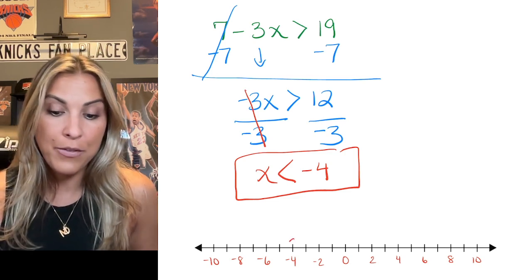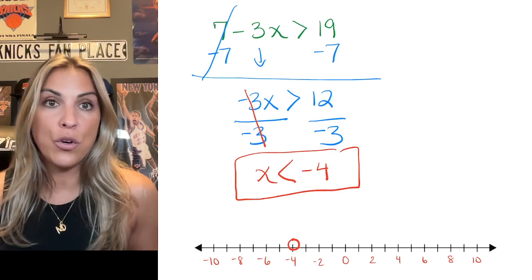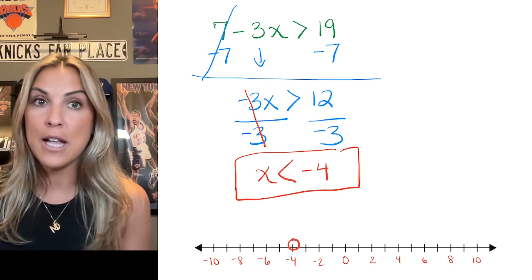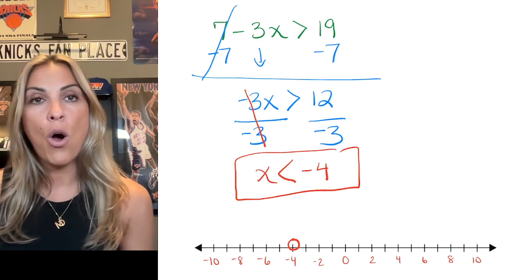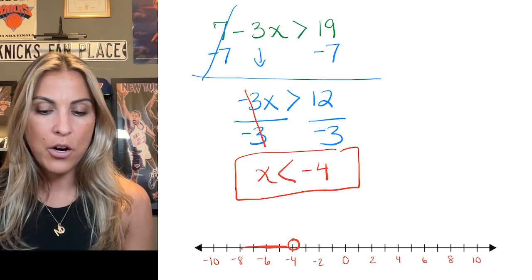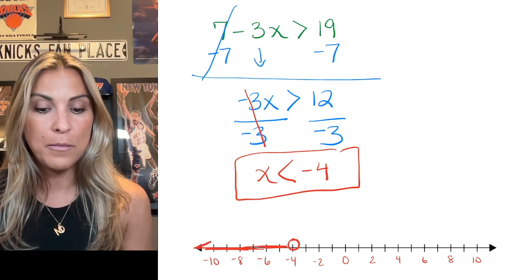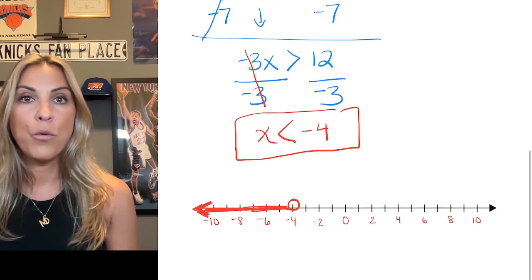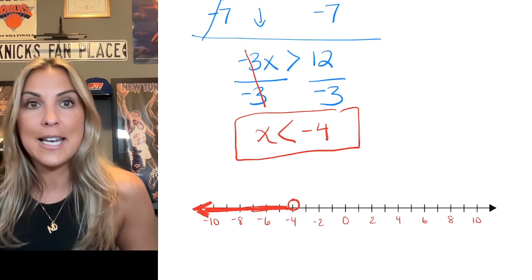So when I go to graph this, I need an open circle on negative 4, showing me that's where it starts, but negative 4 is not part of the solution. It's not going to work. And then I also want to show all the numbers that are less than negative 4, and those are the numbers that are to the left, right? Further away from zero are going to be the numbers that are less than negative 4. So this would be the appropriate graph for the solution set of x is less than negative 4.